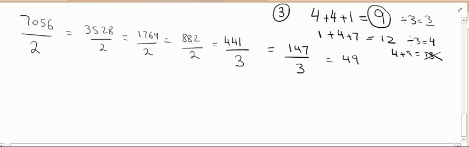Moving on to the next prime factor, which will be 5. 49 is not divisible by 5. Moving on to the next number, which is 7. 49 over 7 is 7, and 7 divided by 7 is 1.